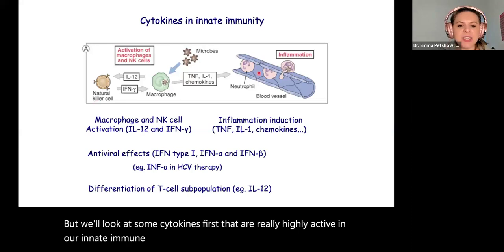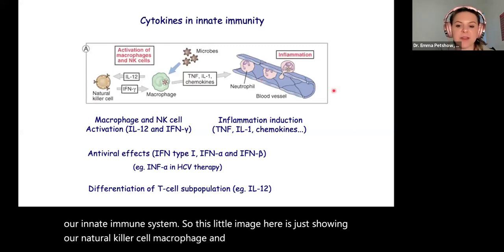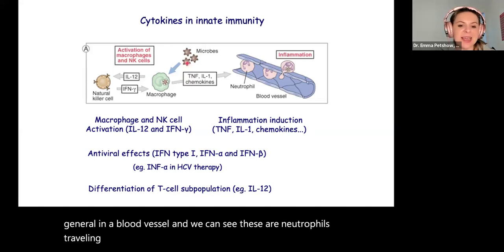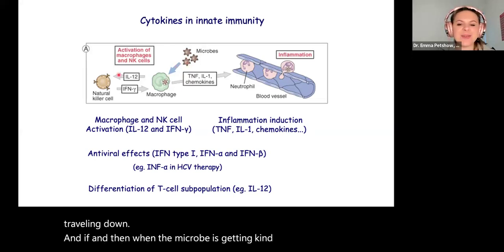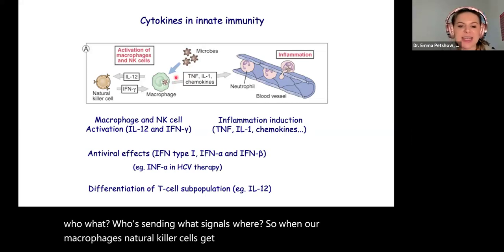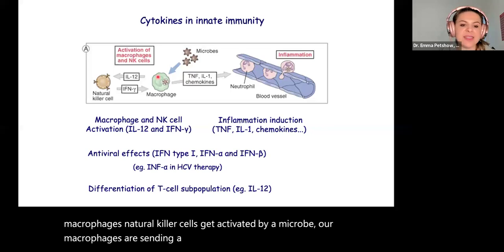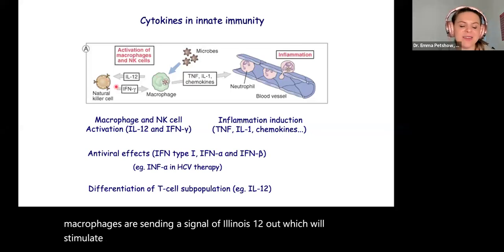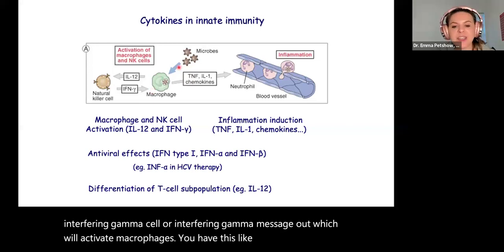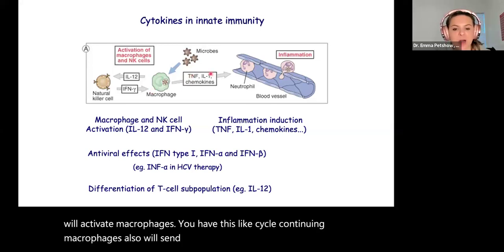So this little image here is just showing our natural killer cell, macrophage, and then inflammation in general in a blood vessel. And we can see these are neutrophils traveling down. And then when the microbe is getting kind of reactivated, who's sending what signals where? So when our macrophages and natural killer cells get activated by a microbe, our macrophages are sending a signal of IL-12 out, which will stimulate natural killer cells. Natural killer cells are sending an interferon gamma message out, which will activate macrophages. So you have this cycle continuing. Macrophages also will send out TNF and interleukin-1 as well as chemokines.